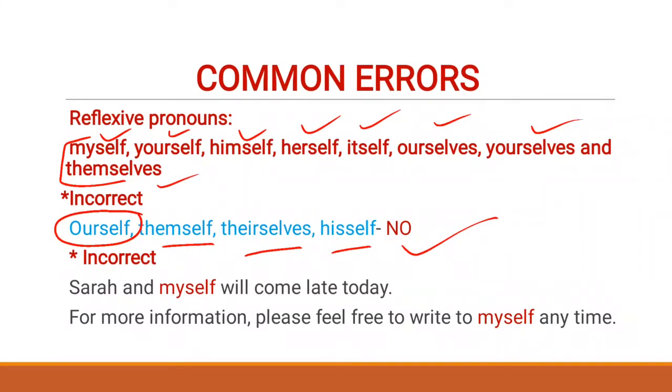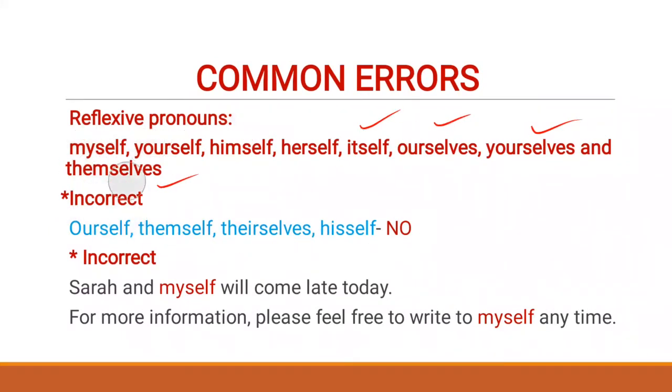The second mistake is with the usage of the pronoun myself. Now take a look at these two sentences. Sarah and myself will come late today. For more information, please feel free to write to myself anytime. Even native speakers make this mistake in their sentences, but both of these sentences are wrong. Can you say why they are wrong? If you look at them carefully, the subject and the object are not the same.